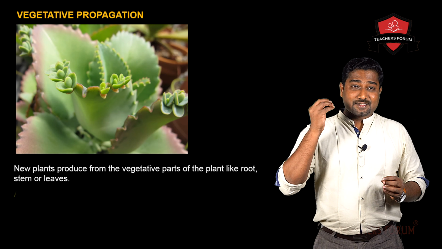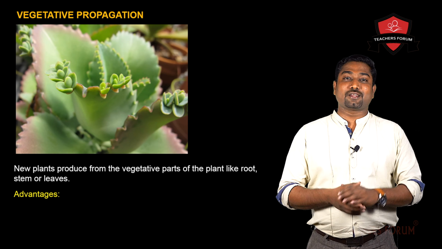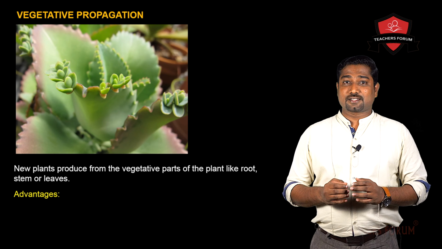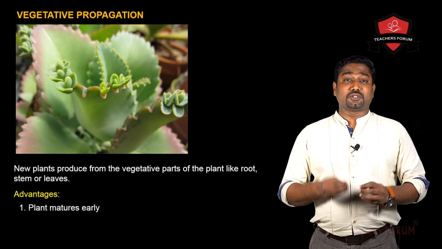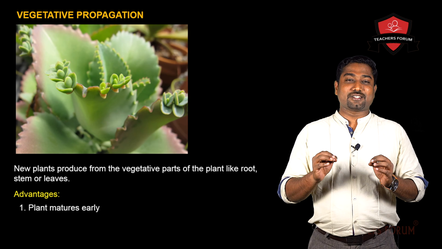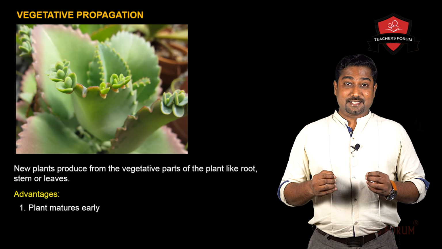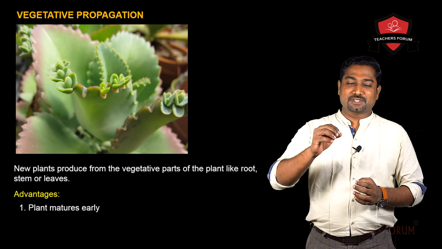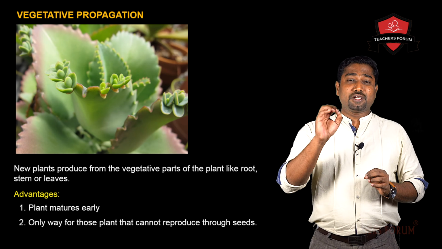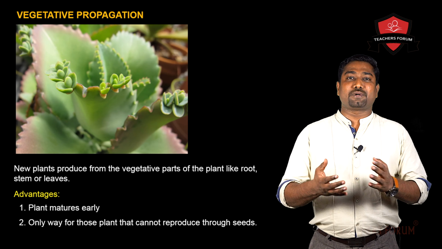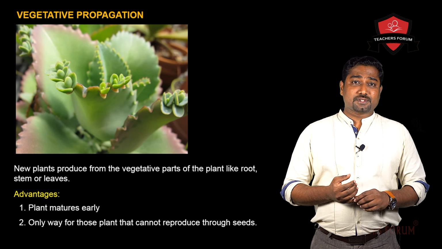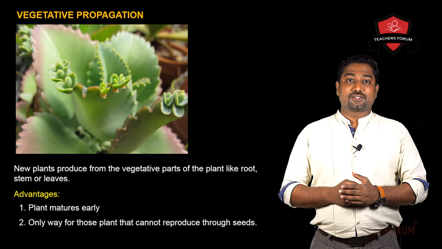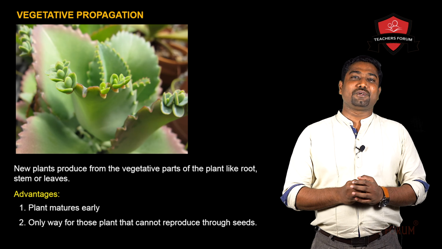There are in fact certain advantages of vegetative propagation over conventional seed growing. They are listed as: first, the plants raised as a result of vegetative propagation will mature early. That is, they can bear fruits and flowers earlier than plants produced from seed. Secondly, vegetative propagation is the only means of reproduction for certain plants like banana, jasmine, grapes, because these plants cannot produce a viable seed. So for them, vegetative propagation is the only means of reproduction.